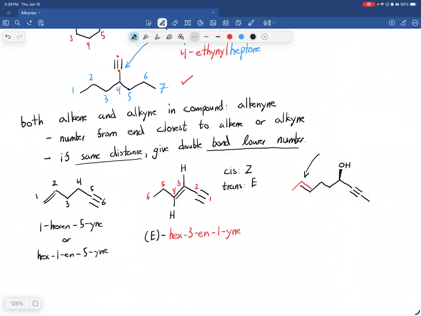So this one's pointing up, right? It's going this direction. But this one is going this direction. So they are different groups. So this is an E alkene, okay? Now we've got to specify the chiral center. Where's the chiral center here?